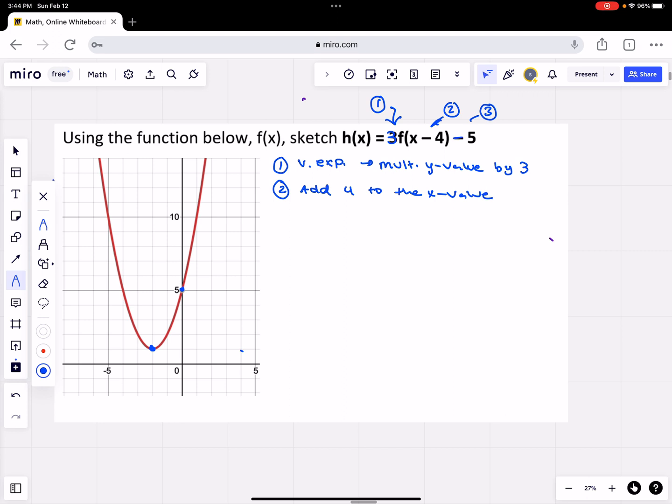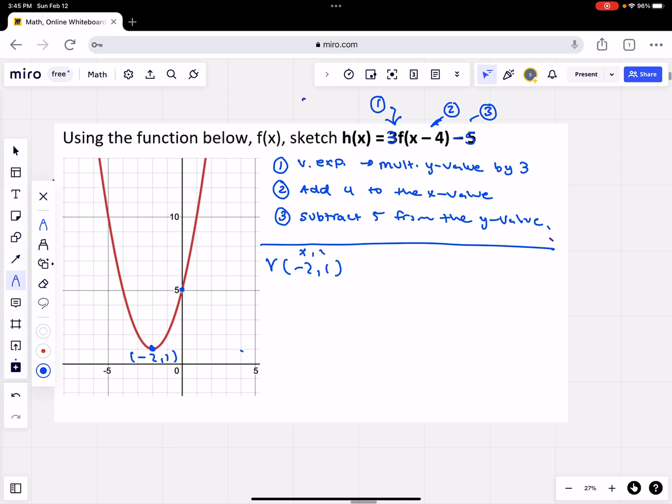And then we do the last one, minus 5. And that one is straightforward. If you see minus 5, that means you're going to subtract 5 from the y value. So write down the rules, and then we will be applying that set of rules to the key points. So one of my key points is the vertex. So let's take a look at (-2, 1), and notice that it's always x comma y.